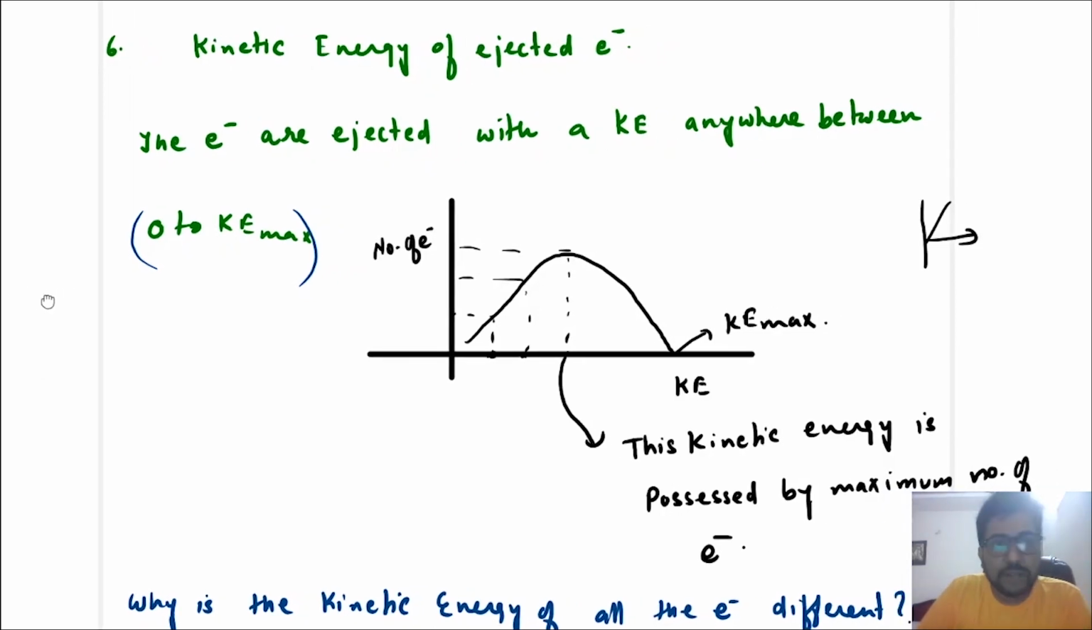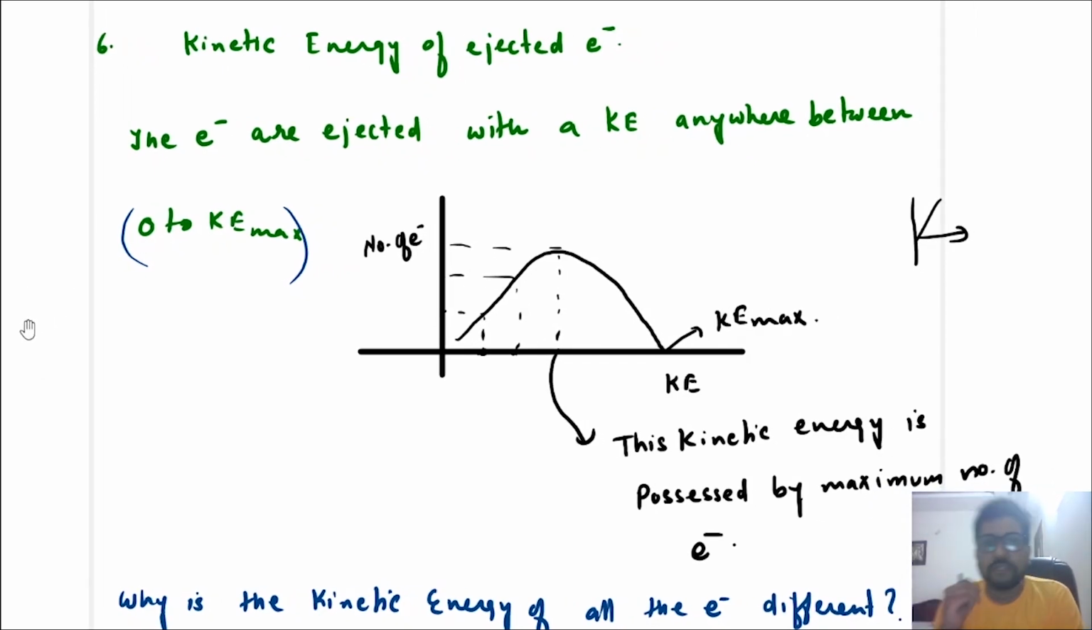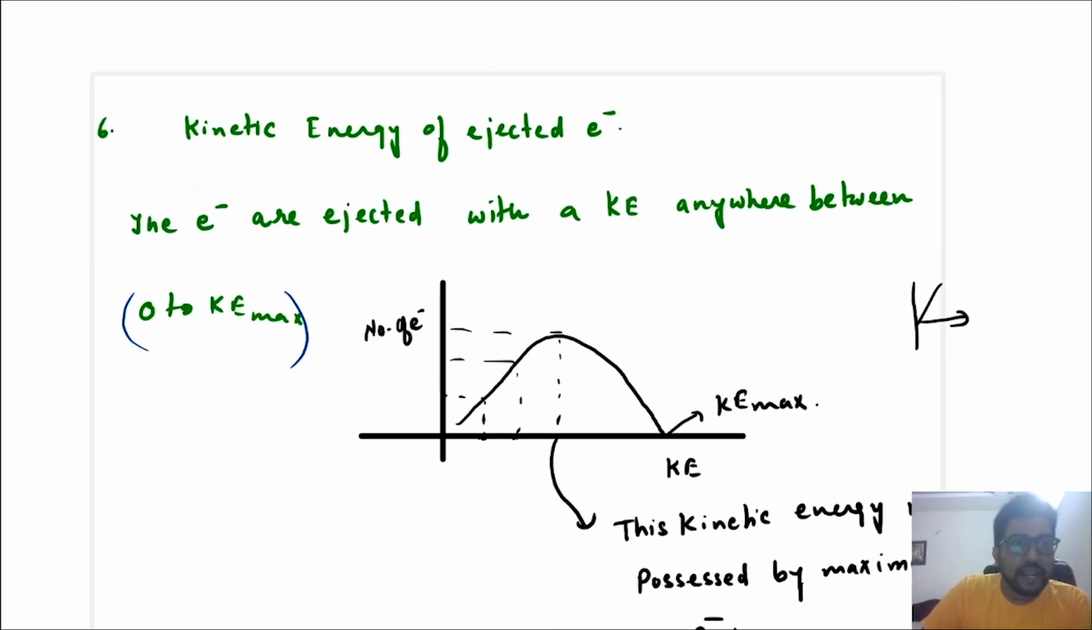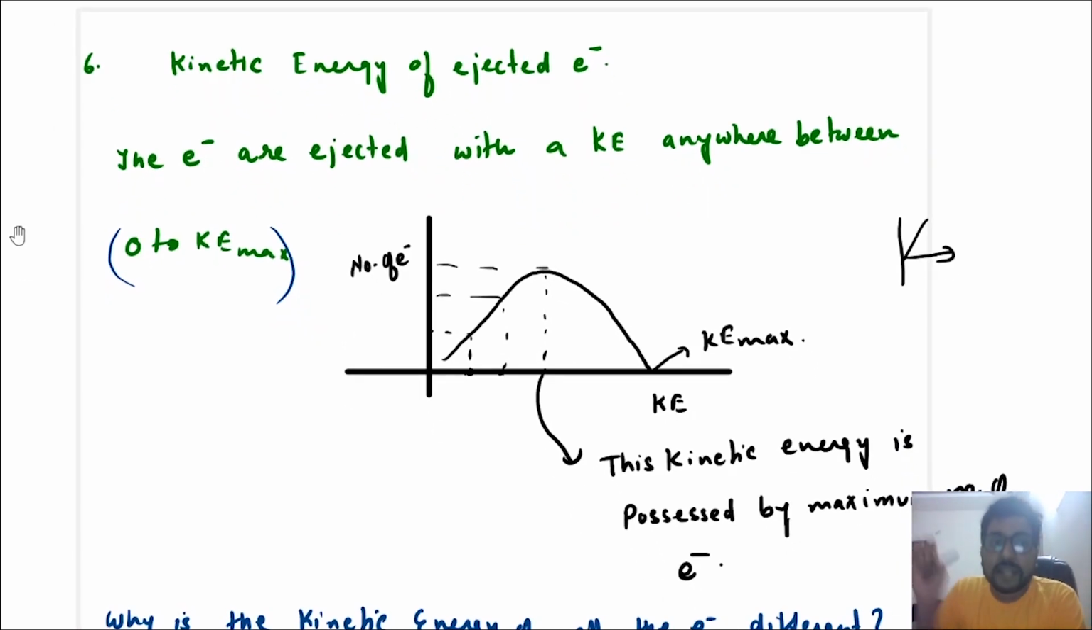Now, the next important point is the kinetic energy of the ejected electrons. I have already told you before that the electrons that are coming out do not have a constant or the same kinetic energy. Crores of electrons are coming out, and all these electrons have random kinetic energy, but this kinetic energy is anywhere between 0 to KEmax. The kinetic energy is random, but it is not going up to infinity. It has a limit, and that limit is called the maximum kinetic energy, represented by KEmax.